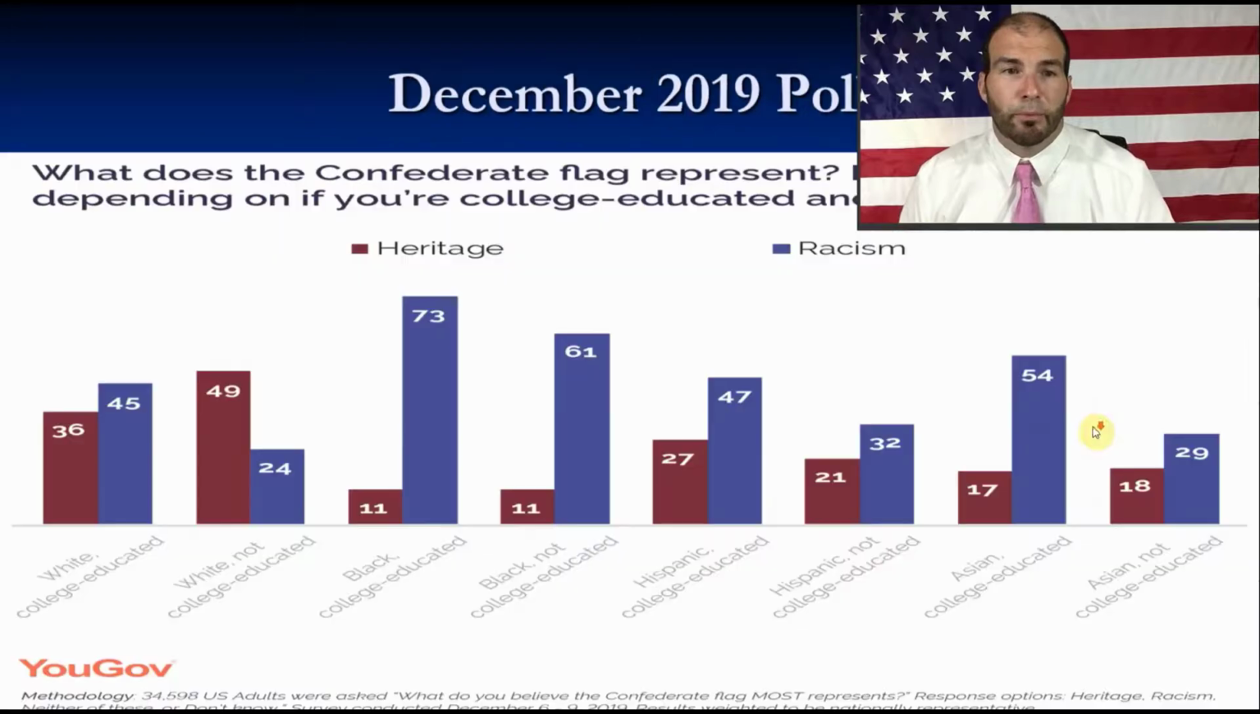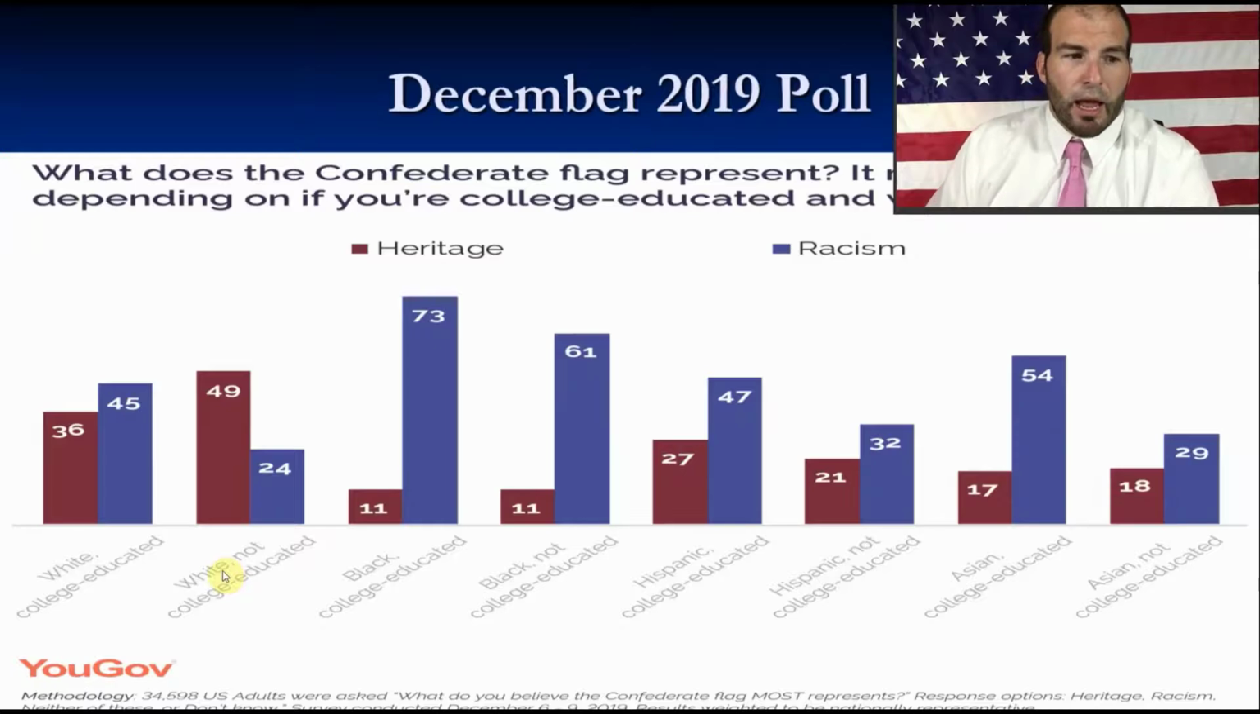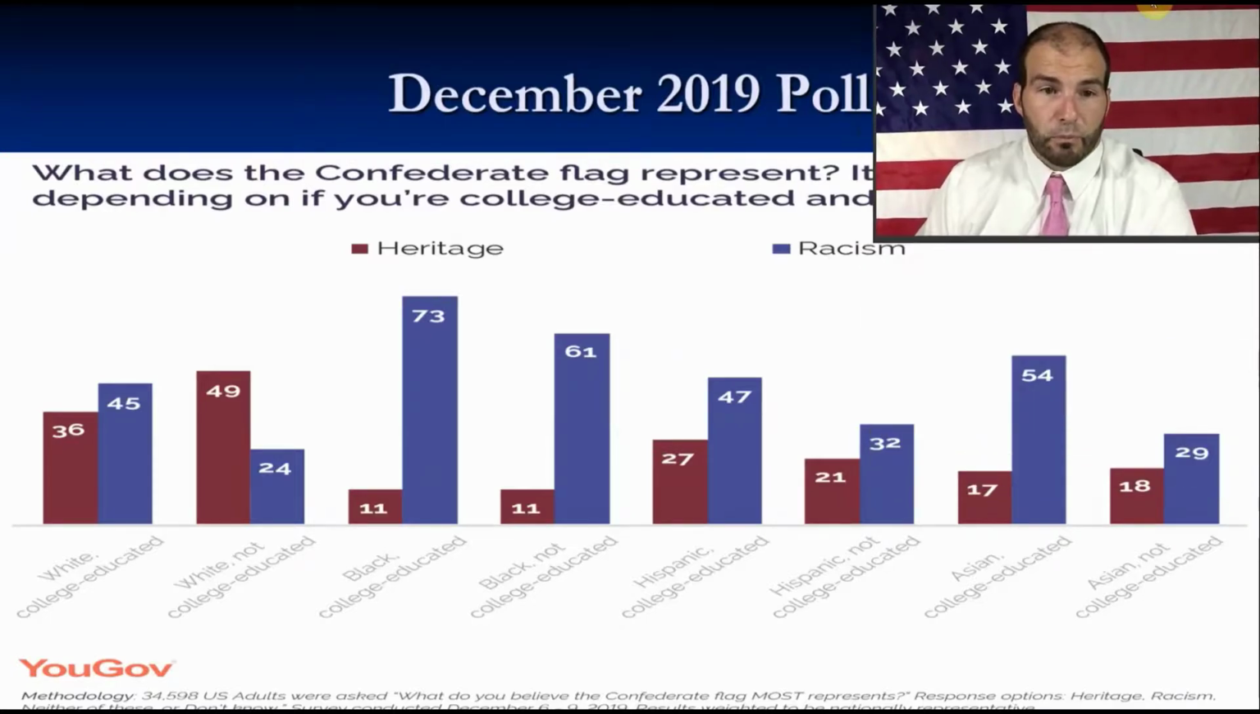That's in 2015. This is in December of 2019. Most recent poll I can get. The question is, what does the Confederate flag represent? White non-college educated is the only group that doesn't think that it is racist. White college educated believe it's racist. Black college educated think it's racist. Black not college educated think it's racist. Hispanic college educated thinks it's racist. Hispanic non-college educated think it's racist. Asian college educated think it's racist. Asian not college educated think it's racist.